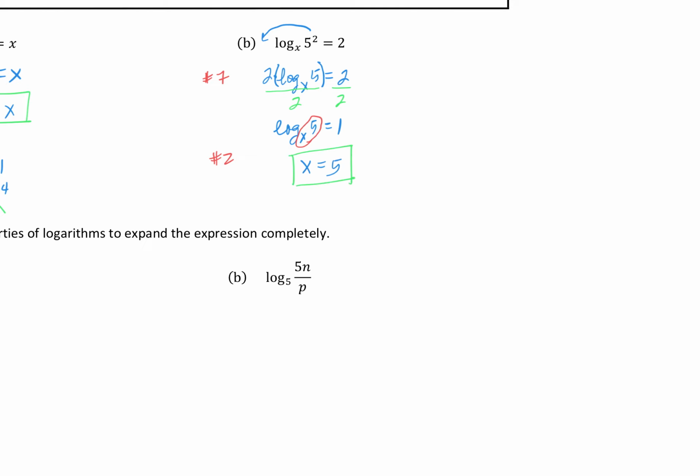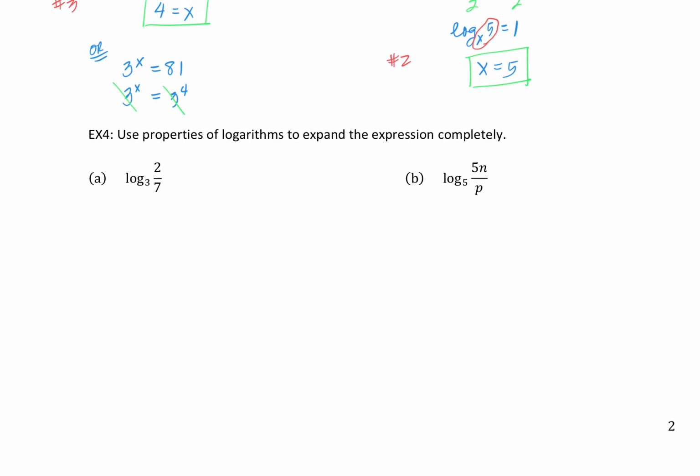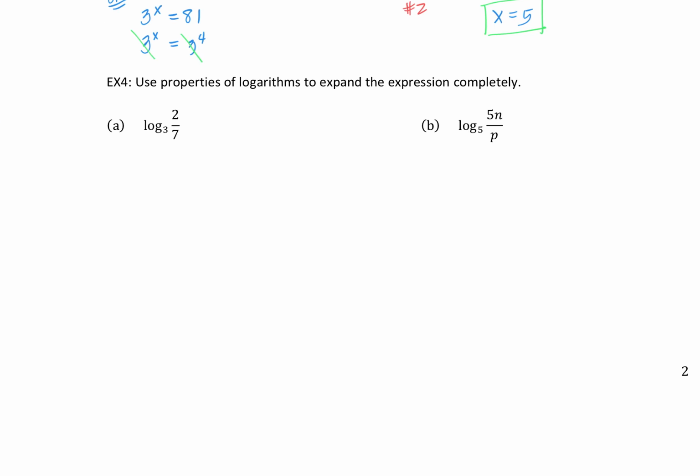So that's just using the properties instead of switching it to exponential form, but you can always just switch it to exponential form if you're more comfortable with that. The next thing we're going to do is practice using the properties to stretch things out and bring them back together again. In example 4, it says use properties of logarithms to expand the expression completely.